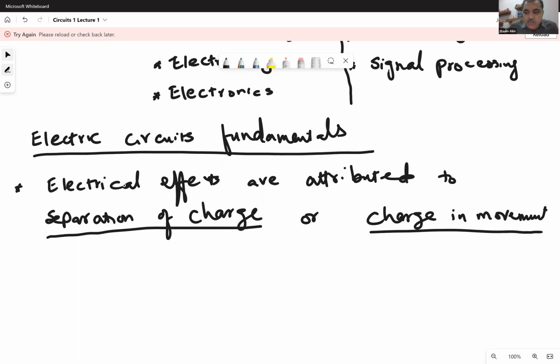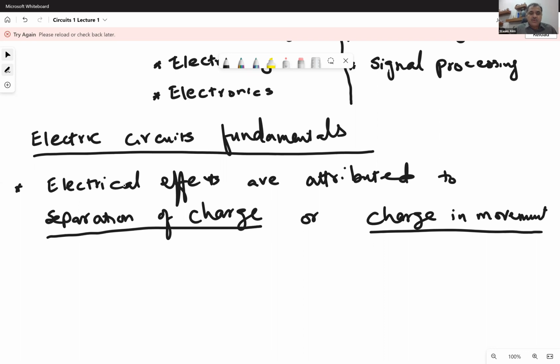Okay, so those are the two main principles which really are important for circuit analysis. So the separation of charge, which is a technique, essentially it's a way of describing voltage in our circuit. So that creates the separation of charge, creates electrostatic force, which is the driving force in our circuits. And then the charge in movement, that is when the flow of charge, essentially that is the current.